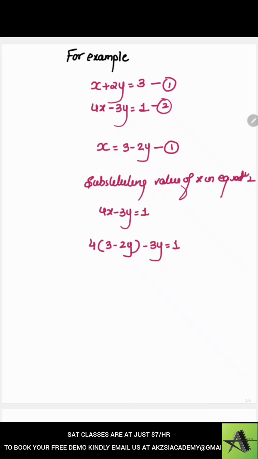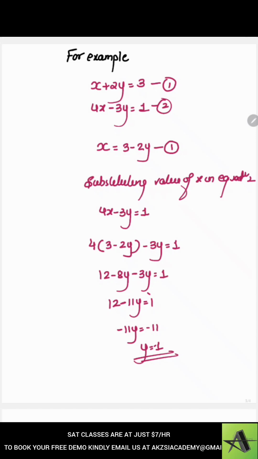That means first I have to expand the bracket. So 4 times 3 will give you 12. And 4 times minus 2y will give you minus 8y, minus 3y equals 1. So 12 minus 11y equals 1. Now bring it here. Minus 11y equals 1 minus 12, which is minus 11, and y equals 1. So we have calculated the value of y here.